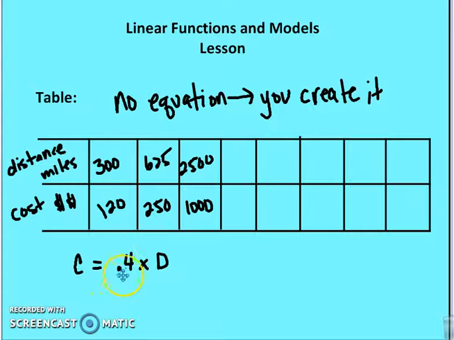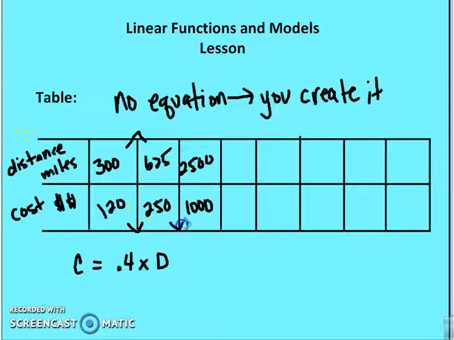And you should end up with c is equal to 0.4 times the distance. Now, this kind of leads you into imagining that the relationship between input and output is always going to be 0.4, but what we are really measuring is the slope of the line, and that relates to the change of the y value over the x value. So the y value here is the cost, the x value is the distance.